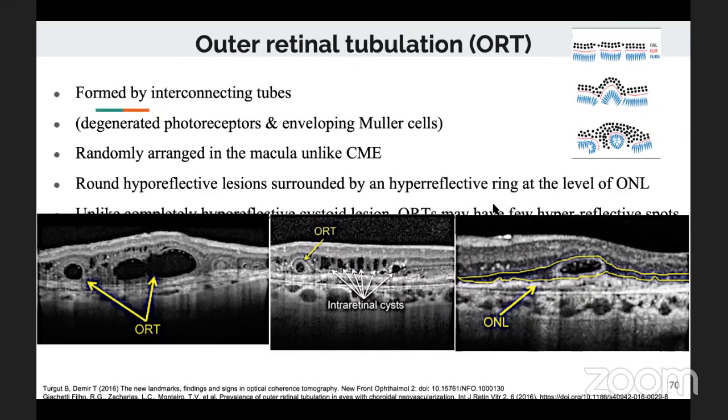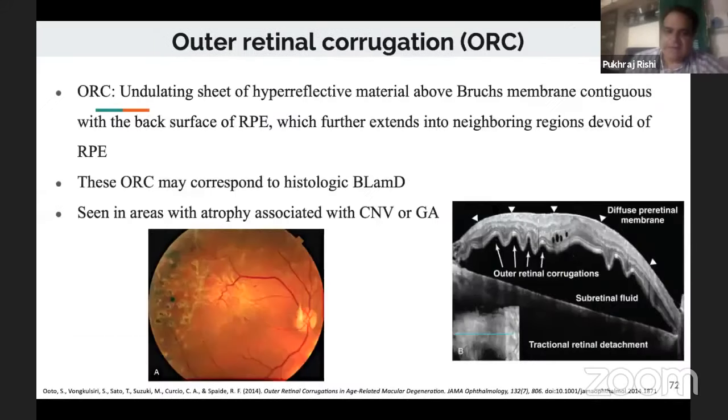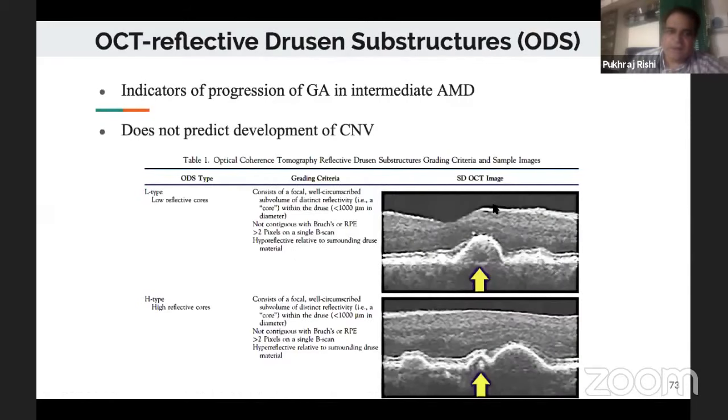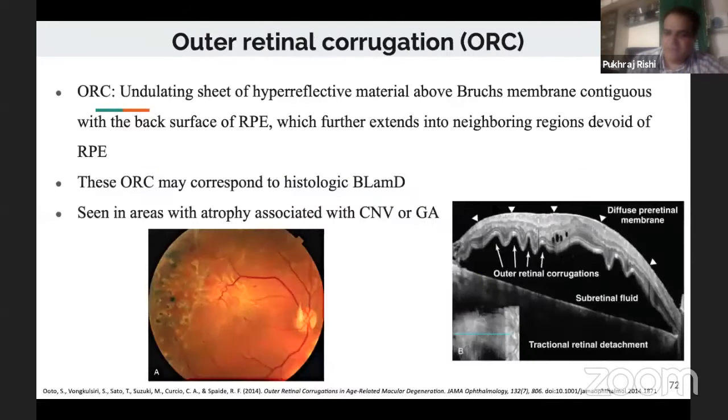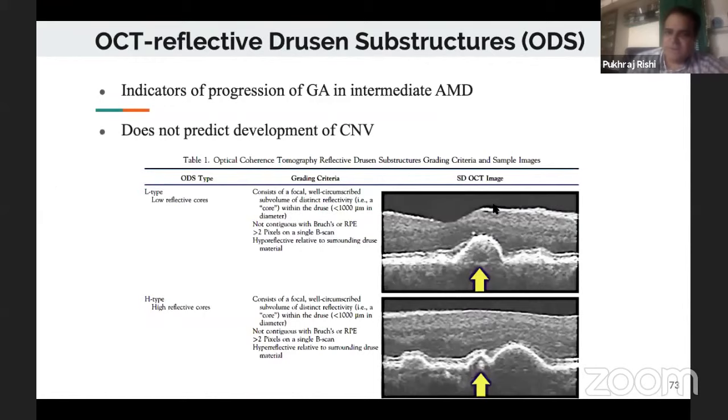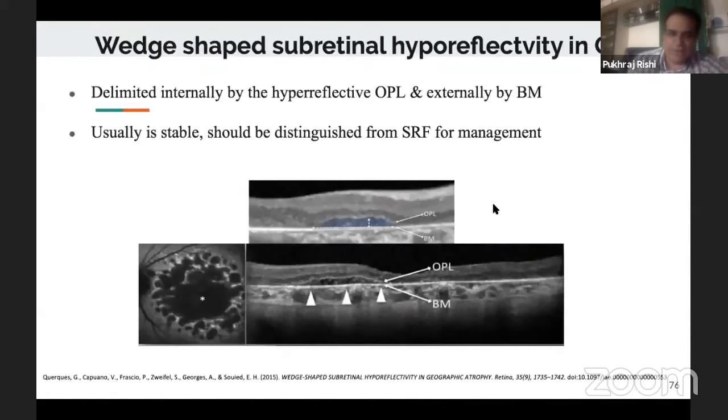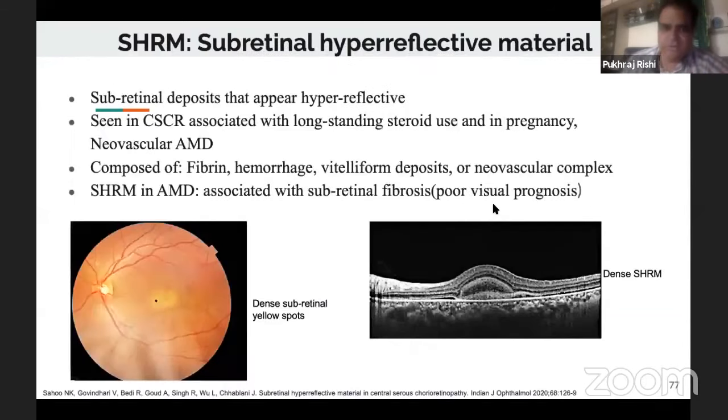So outer retinal tubulations and outer retinal corrugations should be differentiated from subretinal fluid. There are drusen substructures, but I'll not go into that, and wedge-shaped subretinal hyporeflectivity. So these three things should be differentiated from subretinal fluid to prevent overtreatment.